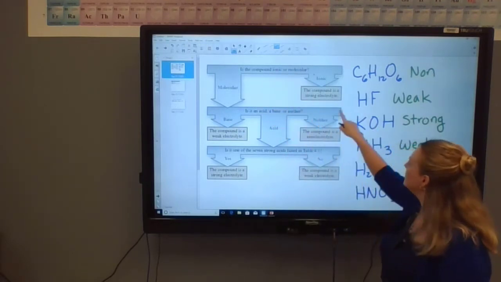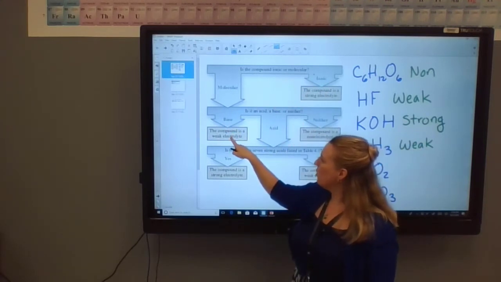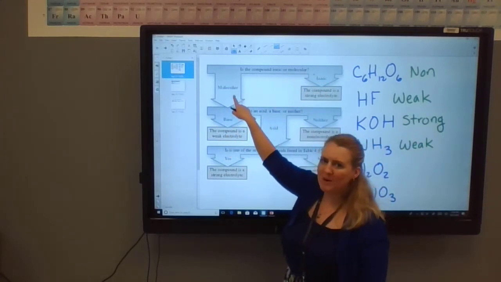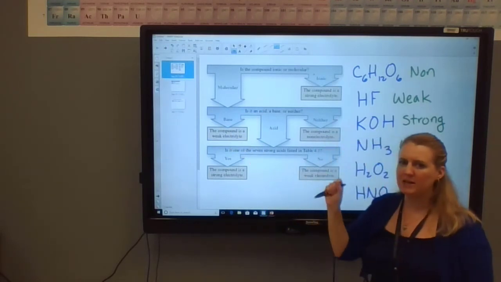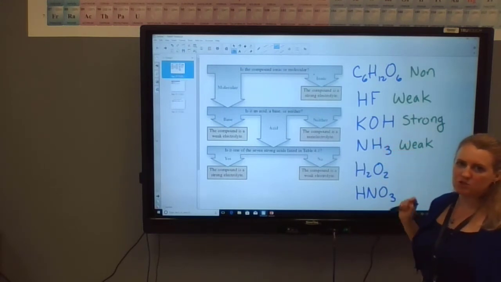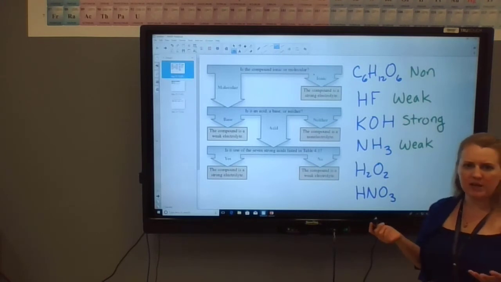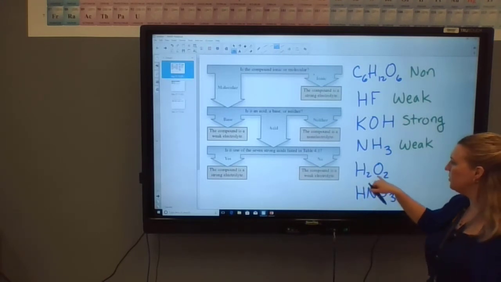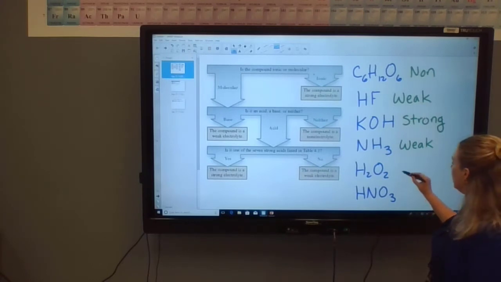KOH is a strong electrolyte because it's ionic. Bases are only weak electrolytes if they are already molecular before you identify them as a base. So only molecular bases are weak electrolytes. Ionic bases are strong electrolytes. Next one, H2O2, I kind of already gave you the answer for that one. That is hydrogen peroxide. It's molecular, it's neither acid nor base, so it is a non-electrolyte.